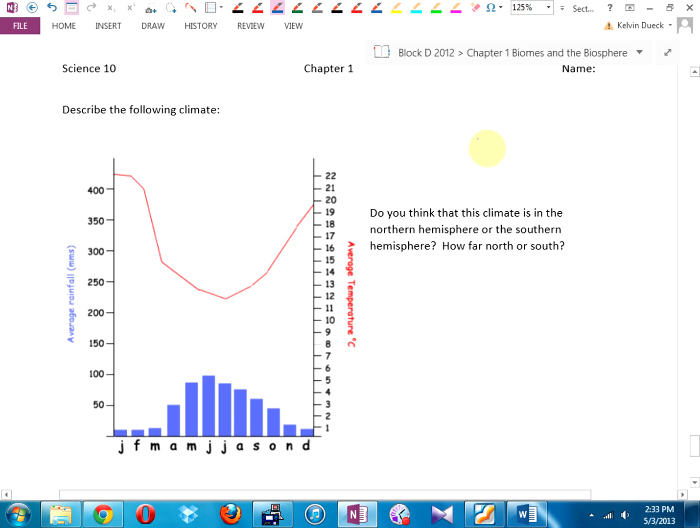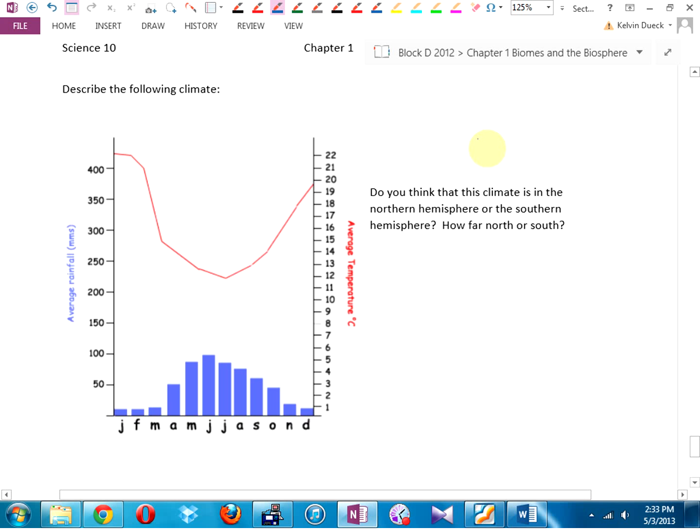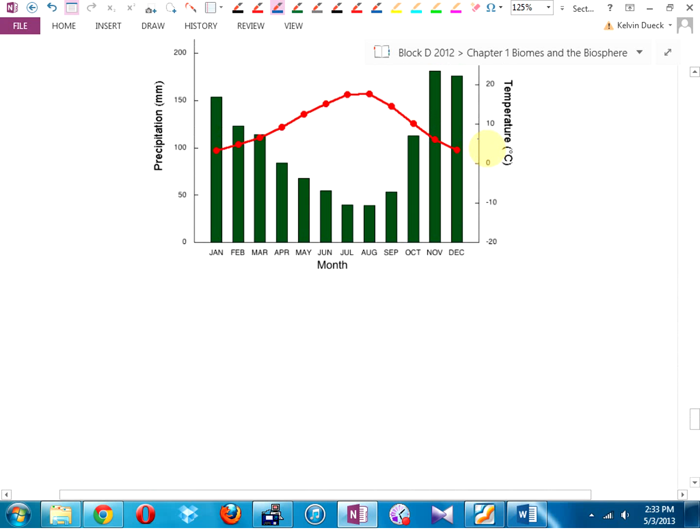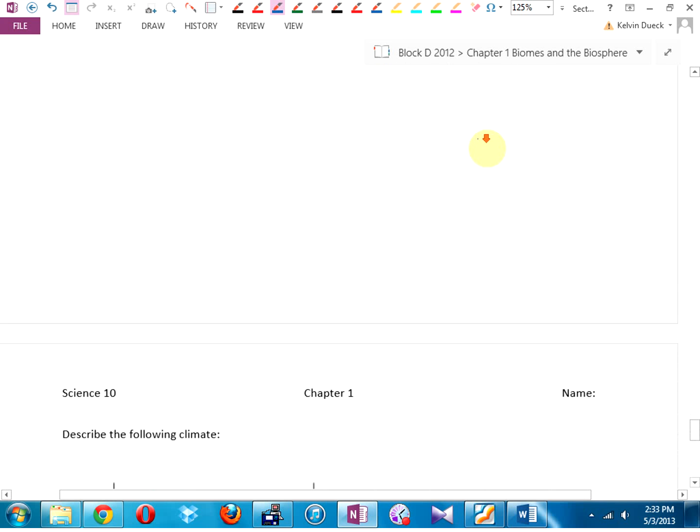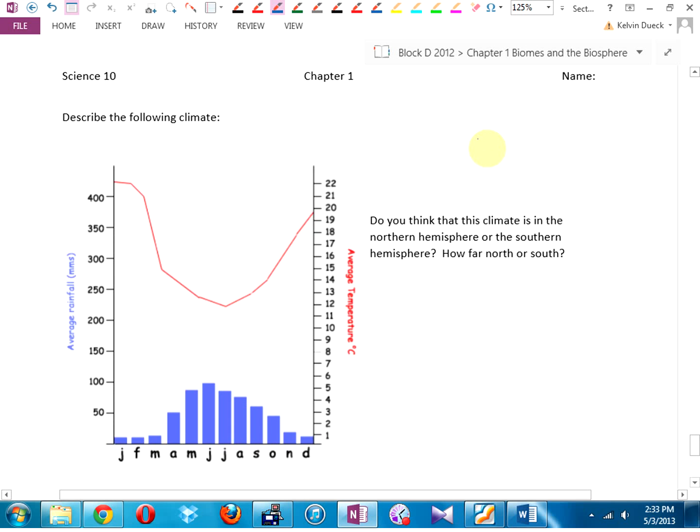Next page. Describe the following climate. Now, on the previous graph, they wrote out the months along the bottom. Almost always what they're going to do is just use the first letter. So you're going to see along the bottom JFMAMJJASOND. I'm assuming you all know the months of the year in order. We'll start with January, so it's always going to be January, February. You're always going to see a JJ in the middle. That's summertime for us. So, looking at this, do you think that this climate is in the southern hemisphere or the northern hemisphere? And convince me.